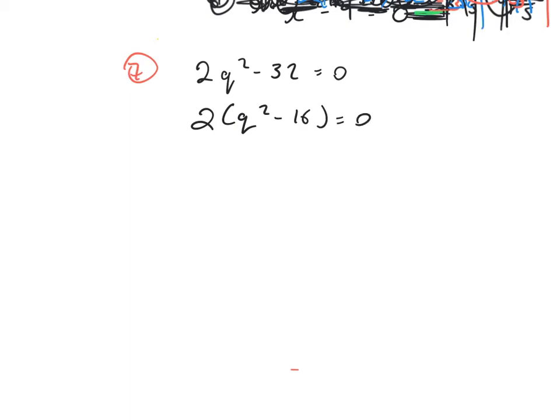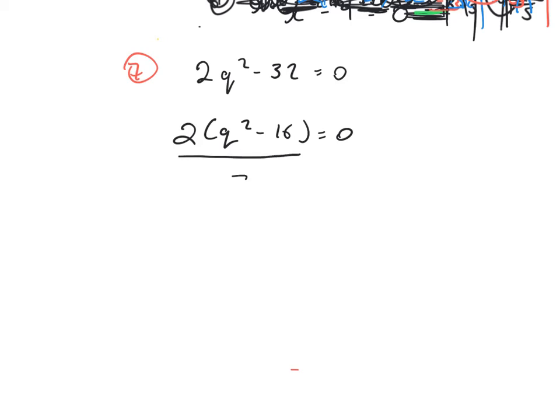2 bracket q squared minus 16 equals 0, is that right? Let's check. 2 times q squared, 2q squared. 2 times the minus 16 is minus 32, that's fine. Okay, I can then do that thing where I can get rid of that 2 by dividing both sides of the equation by 2. They'll cancel out. And 0 divided by 2 is 0, so that's now q squared minus 16 equals 0.